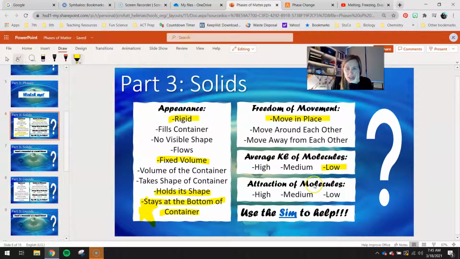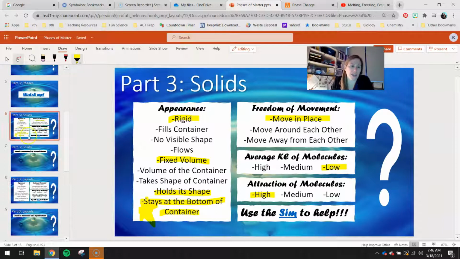And then attraction of molecules. This one's going to come from the video, okay? But with this, you guys will see that solids have a high attraction for each other, okay? That's why they are a solid, because those molecules like being stuck next to each other, okay? So that's what solid looks like.